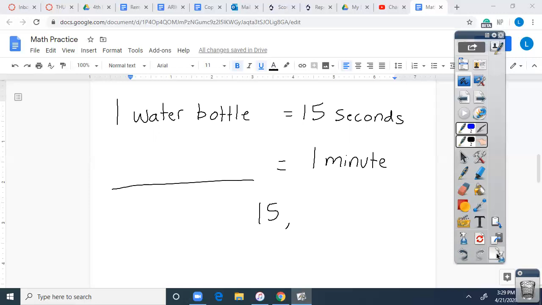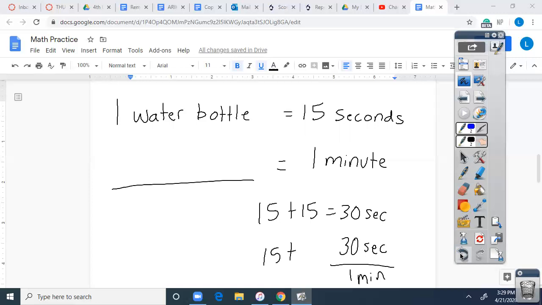Right, well, we've got 15 seconds plus 15 seconds. That's 30 seconds, right? And then if I have another 30 seconds, that equals a minute. 30 seconds plus 30 seconds equals 1 minute. So that means I have 4 sets of 15, right? 1, 2, 3, 4. So I can drink 1 water bottle in 15 seconds. So 1, 2, 3, 4 water bottles in 1 minute.